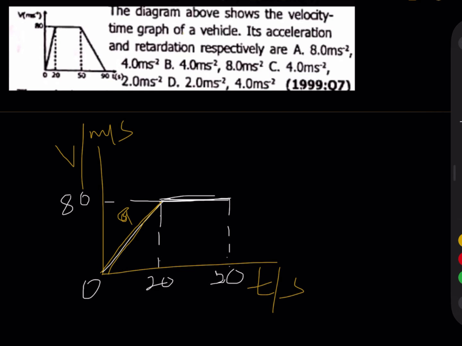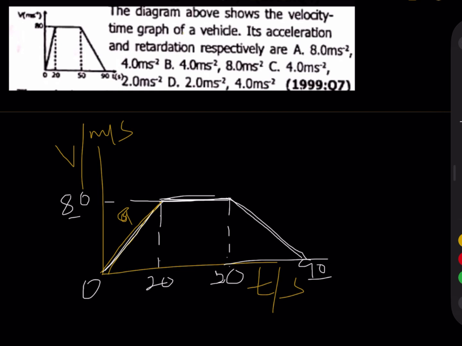Then after 50 seconds, the vehicle retarded, that is, decelerated. This is acceleration, and this is deceleration, for 40 seconds. That makes it 90. So that is the total time taken, and this is the highest velocity.